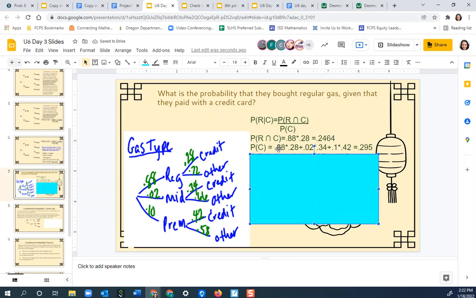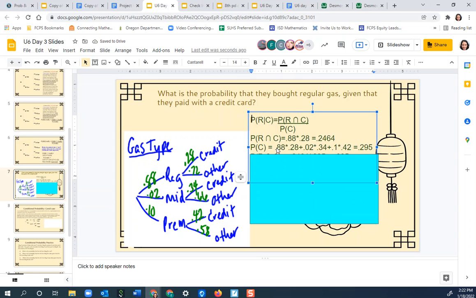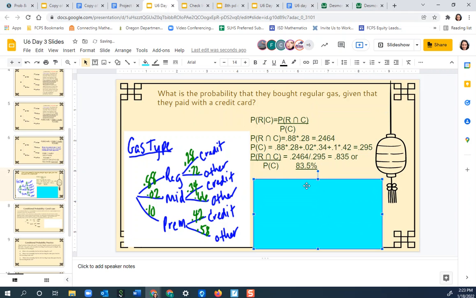Okay, so regular credit is this, the 8/8 times 2/8. And then the mid-grade credit is this one, 0.02 times 0.34. And then the premium credit is 0.1 times 0.42. And that all adds up to 0.295. So there is a 29.5% chance that somebody paid with a credit card. All right, then we have to divide them. So the probability of R and C divided by the probability of C. And we actually get 83.5% chance.